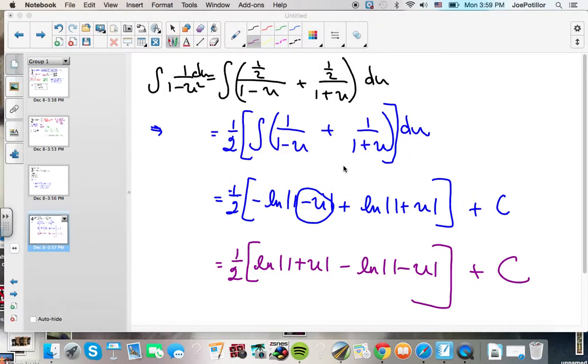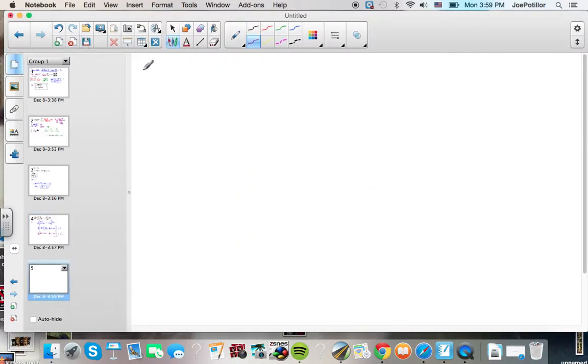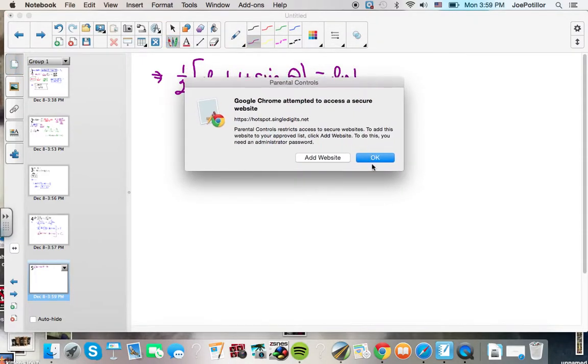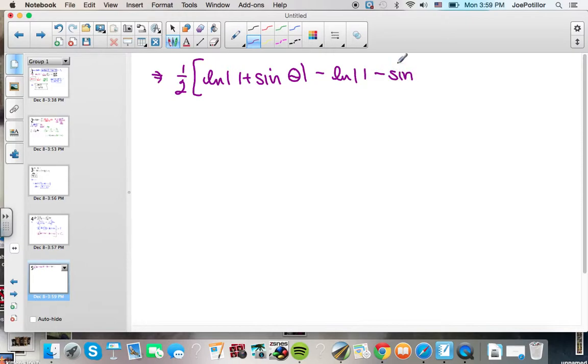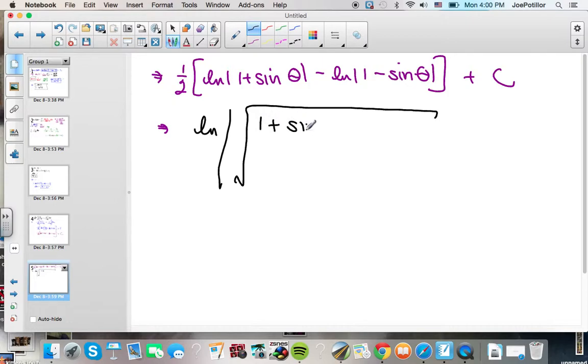we of course let u be sine of theta, so thusly we get 1/2 times ln of 1 plus sine of theta minus ln of 1 minus sine of theta, plus C, which of course we can rewrite using laws of logarithms. ln of the square root of 1 plus sine theta over 1 minus sine of theta.